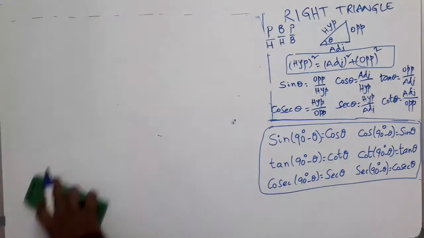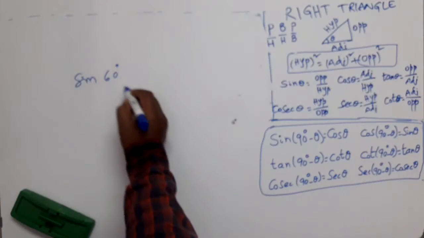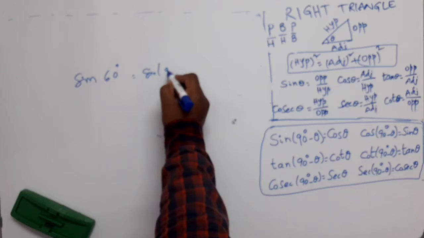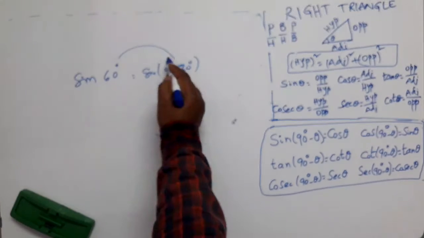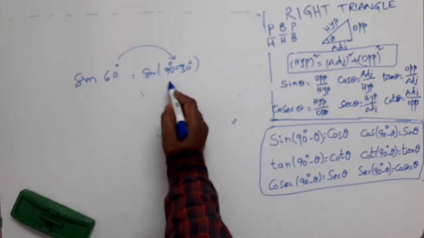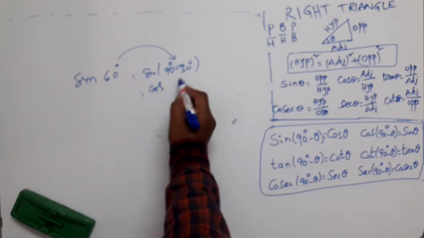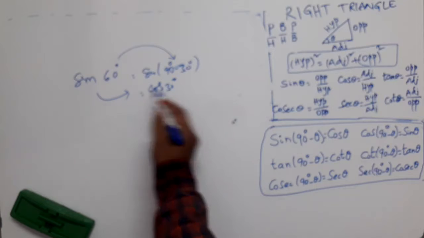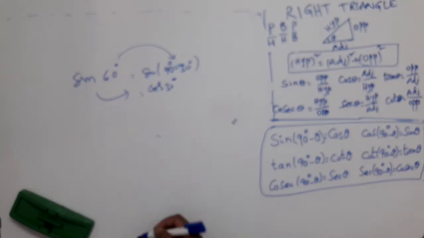So if I am asked to find the value of, let us say, sine 60 degrees, I can consider this as sine 90 degrees minus 30 degrees, because 60 degrees can be written as 90 degrees minus 30 degrees. But sine 90 degrees minus theta is cos theta, so this can be written as cos 30 degrees. Both are same. If I can remember the value of cos 30 degrees, that also will be equal to sine 60 degrees, so either of the expressions will give me the answer, right?